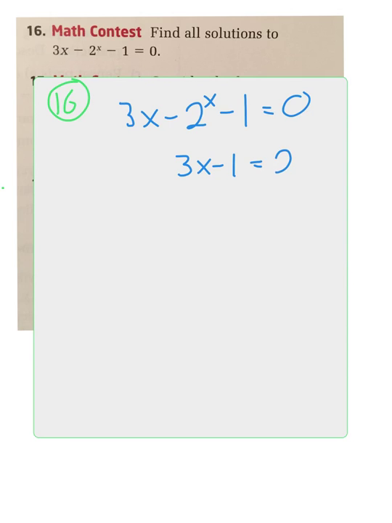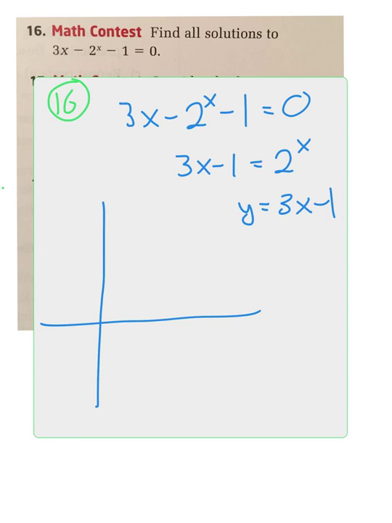Question 16 here, gone to green, we'll change that. So you've got 3x minus 2 to the power x minus 1 equals 0. So if we take the 2 to the power x over, we get that. And what we need to do now is graph both these functions. So we're going to look at y equals 3x minus 1, which we know has a y-intercept of -1 and a slope of rise over run 3, 1. So that is a straight line graph, like that.